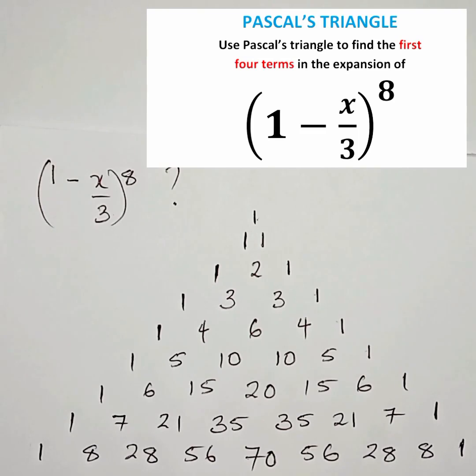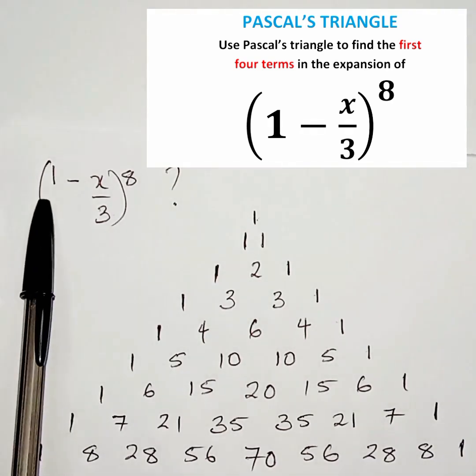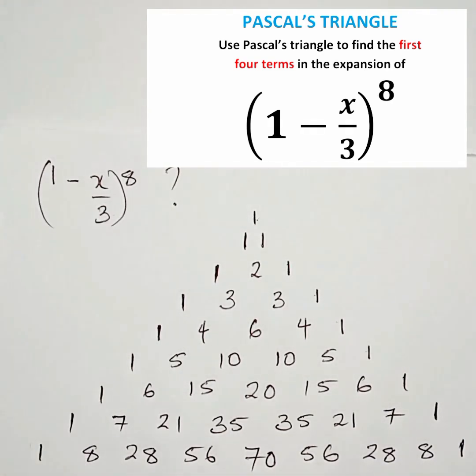In this math tutorial, the question reads: use Pascal's triangle to find the first four terms in the expansion of (1 - x/3)^8.